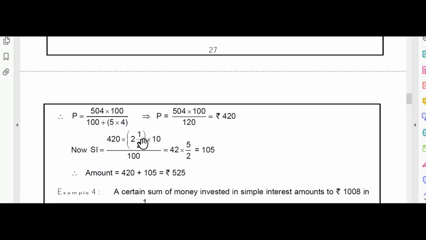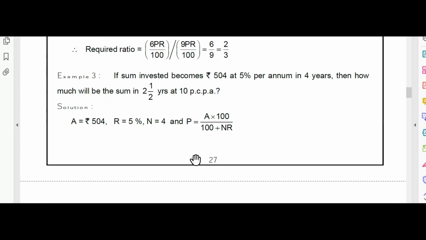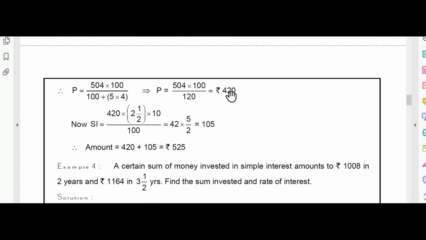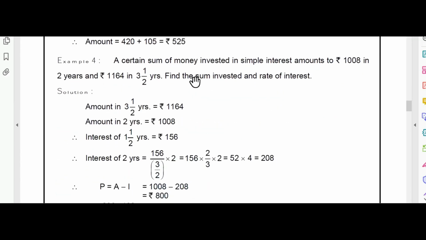And then now the simple interest we need to find based on 10% per annum for 2.5 years. So you will get simple interest as 105, and then the amount will be principal plus simple interest, which is 420 plus 105, that is 525. Now solved example number 4.